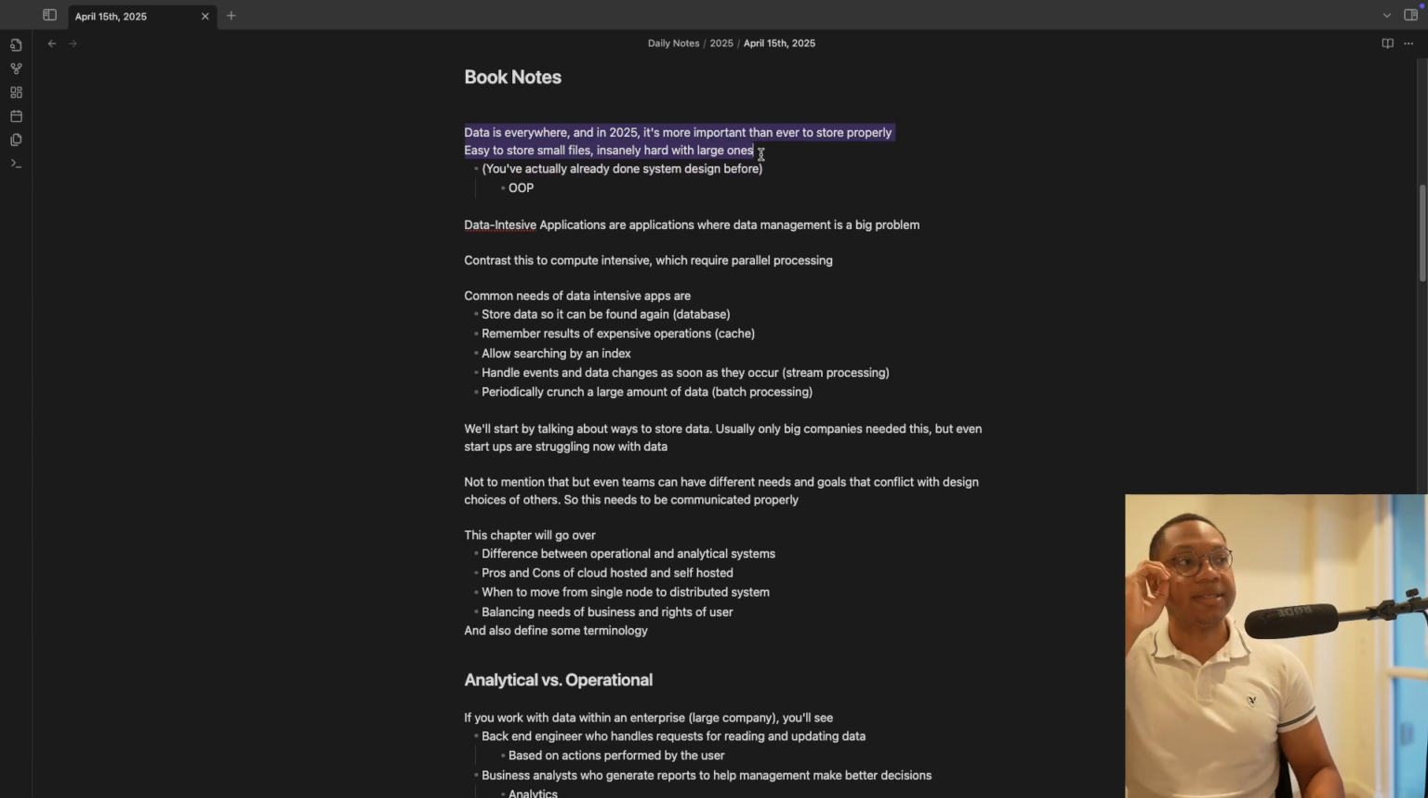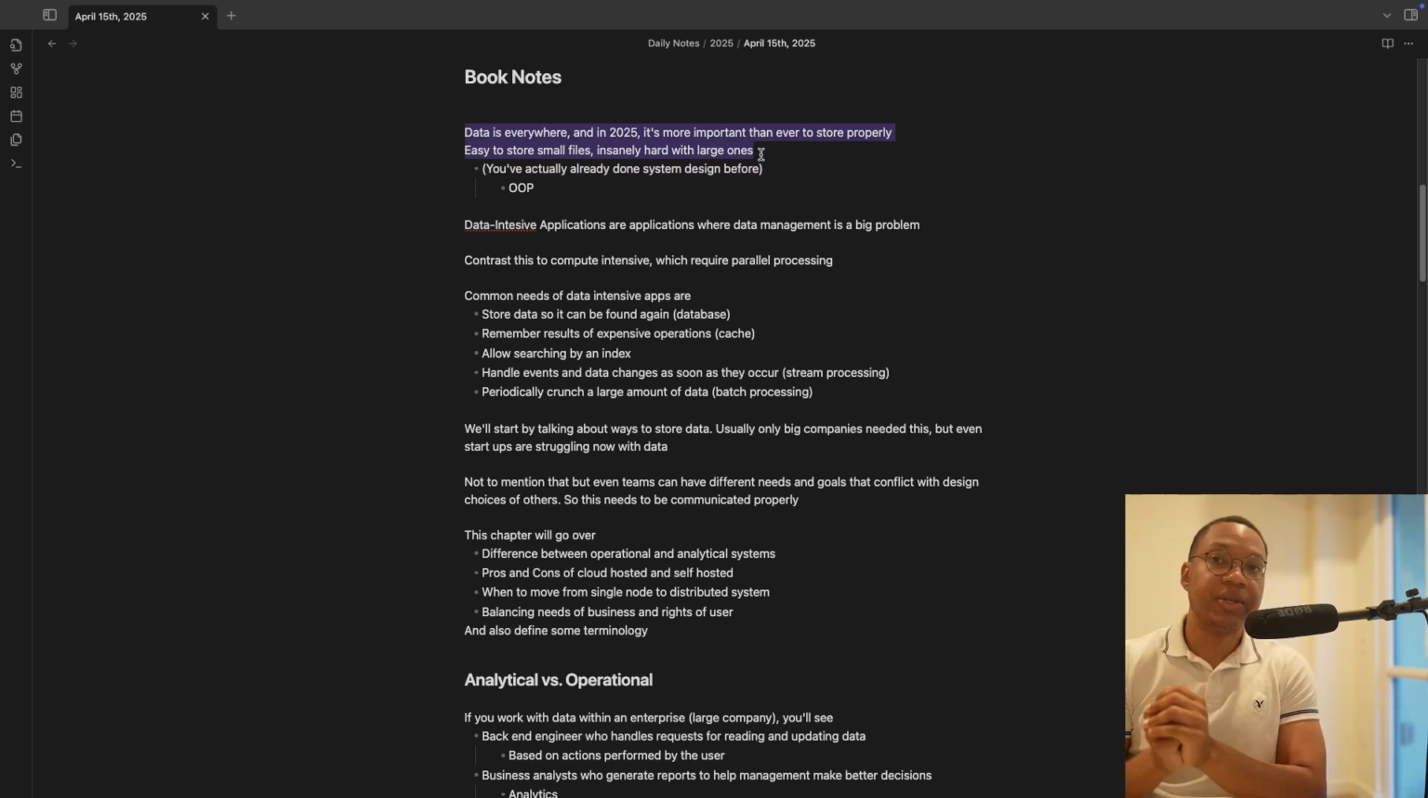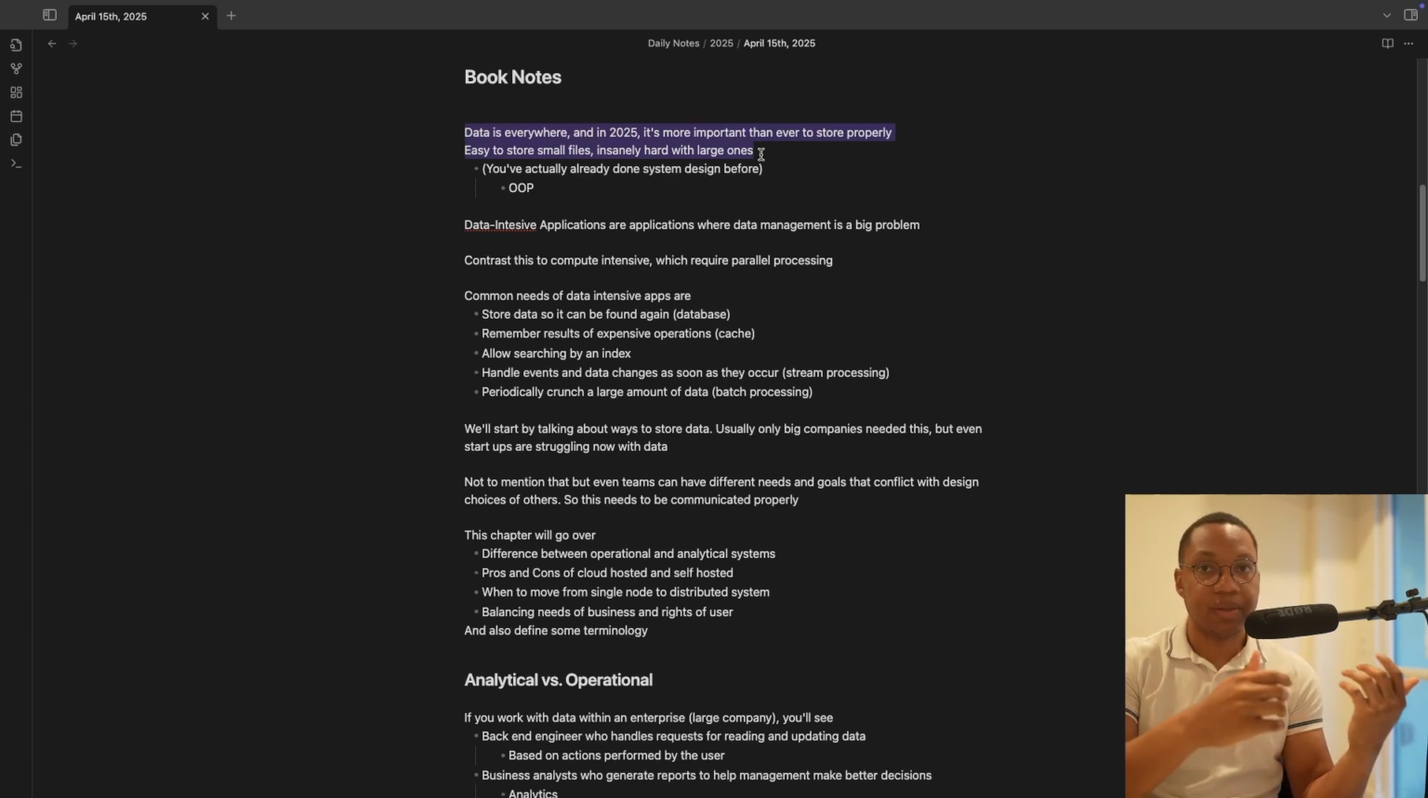Kleppmann starts off the book by saying that data is everywhere. In 2025, data is only going to be even more important to be stored. Essentially, it's really easy to store small files, which is what we do in college. But it's really hard to develop systems that can handle millions of data, millions of users. And so the idea of system design at a high level, when we're doing it in this book, and moving above that college level, is: okay, now how can we get this to millions of people, not just one user?